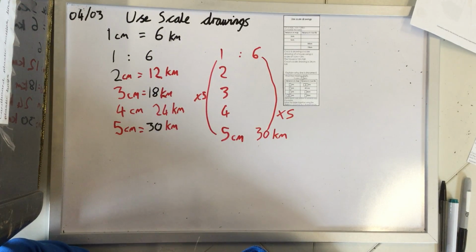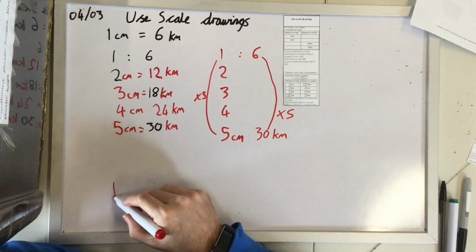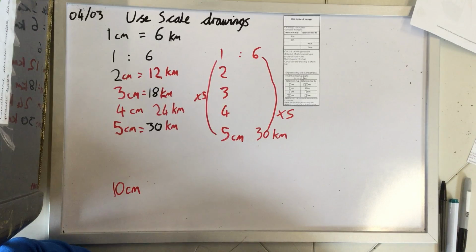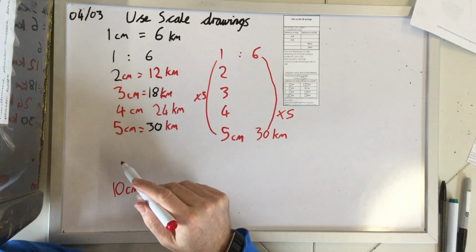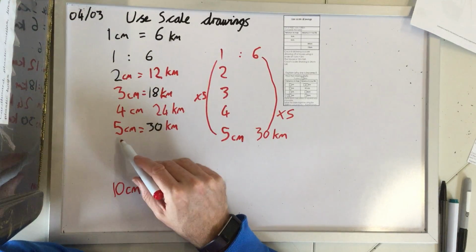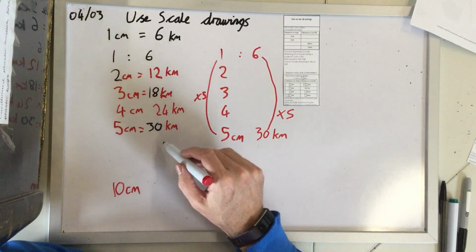Okay. So what about if we had 10 centimeters? What are we going to do there? So we could carry on. I mean, whatever way suits you. You could just keep working through the pattern. You'd add 6, yeah, and then add 6 onto here.